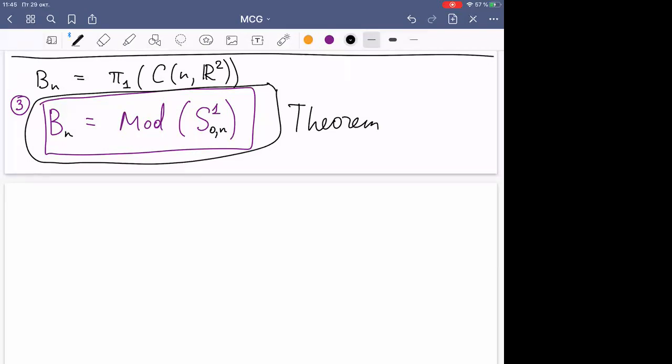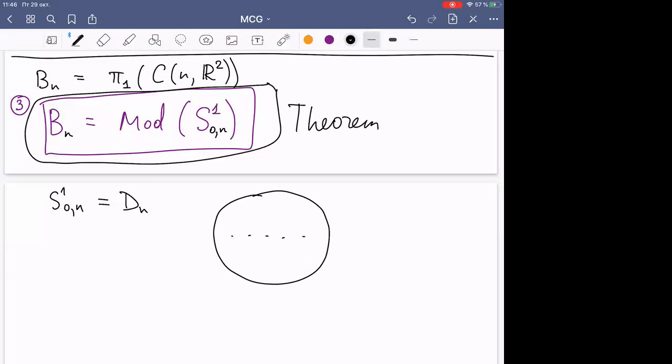I'm sorry, this is not correct. We do not have a surface of genus G with one boundary component. We have a surface with one boundary component and n punctures, and this surface is of genus 0. Let us denote it just by D_n. A genus 0 surface with one boundary component is a disk, so this is a disk with n punctures.